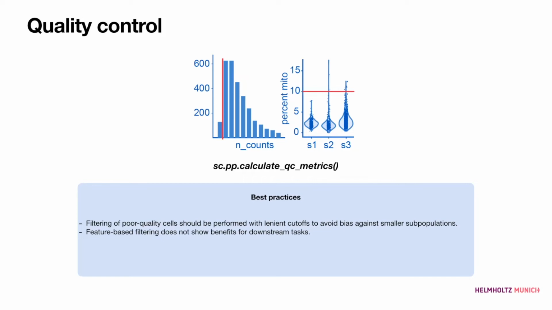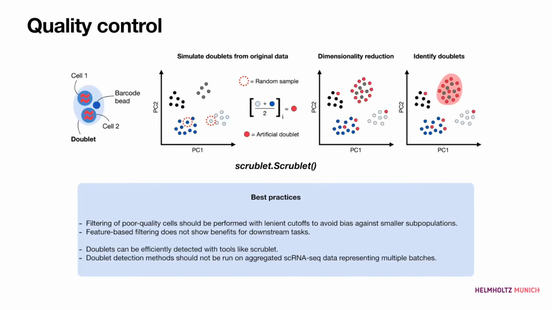Another aspect of quality control is actually doublets that you may have. So I've already mentioned that cells that have a really, really high number of counts might be doublets, but these are not the only cells that might be doublets. A doublet essentially occurs when you have two cells that end up in one bead or in one drop and are sequenced as a single cell.